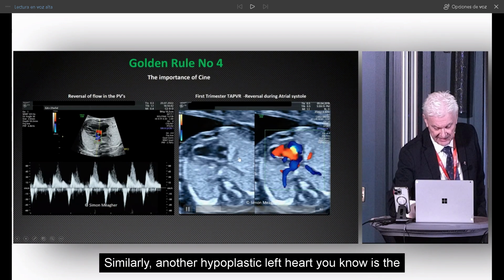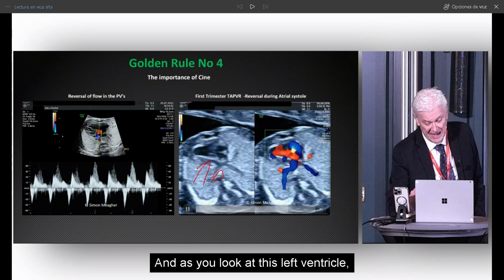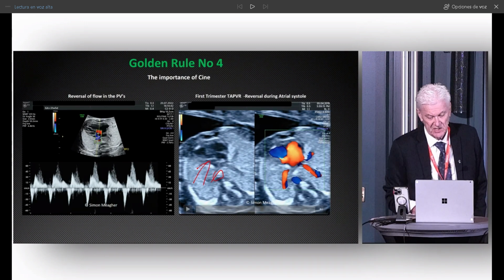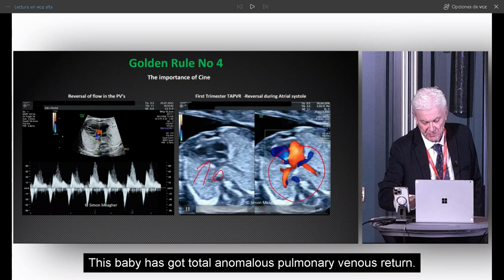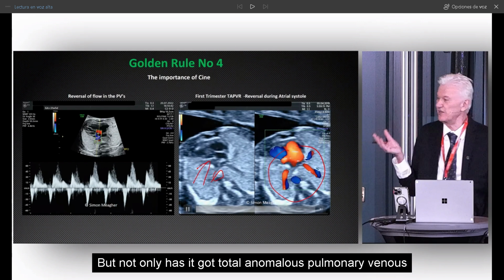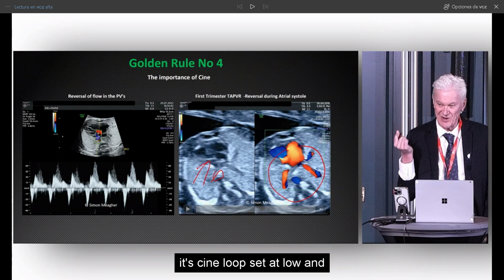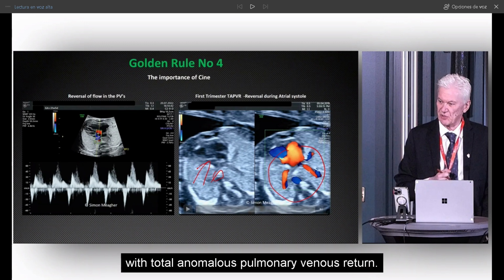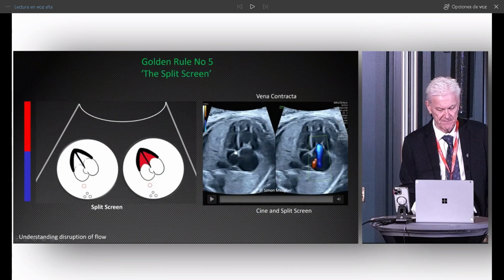Similarly, another hypoplastic left heart, because here's the aorta, and here's the left ventricle. As you look at this left ventricle, you see it's also undersized in the first trimester scan, but there's also a common venous channel. This baby has got total anomalous pulmonary venous return. But not only that, you're seeing bidirectional flow with the cine loop set at low, and therefore you know you have obstruction in the venous system with total anomalous pulmonary venous return. This was a supracardiac type. So that is the power of cine in slowing things down.